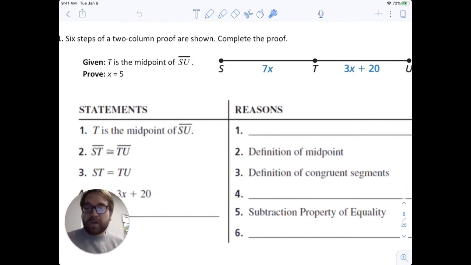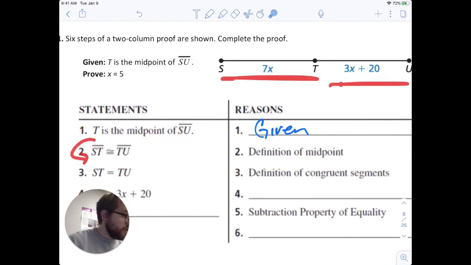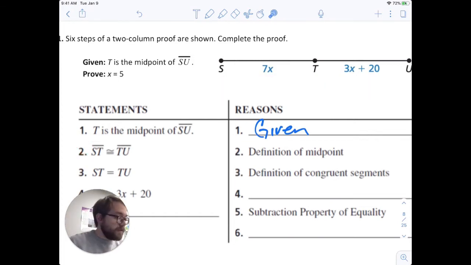So as always, we start with our given. That's our first statement: T is the midpoint of SU. That's our given. And from there, we figure out, okay, what do I know based off of that information? If T is right in the middle, then what we know about midpoints is that they split a segment in half, and the two parts of that segment are congruent to each other. So from the fact that T is the midpoint of SU, we can say that ST is congruent to TU. And that's the definition of a midpoint.